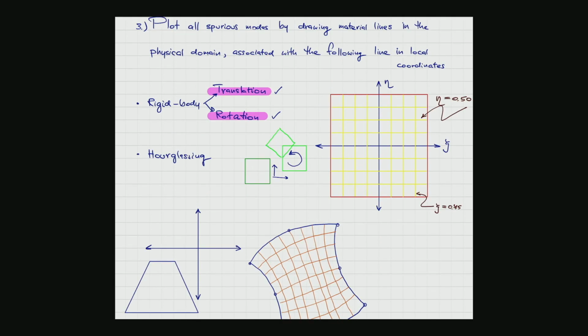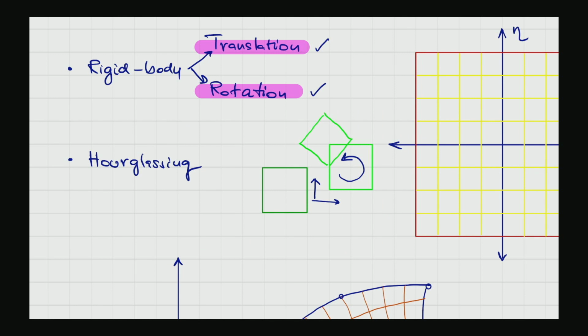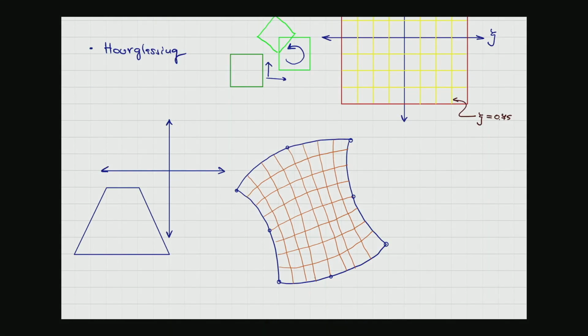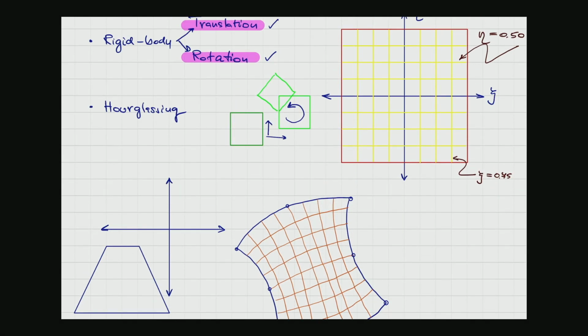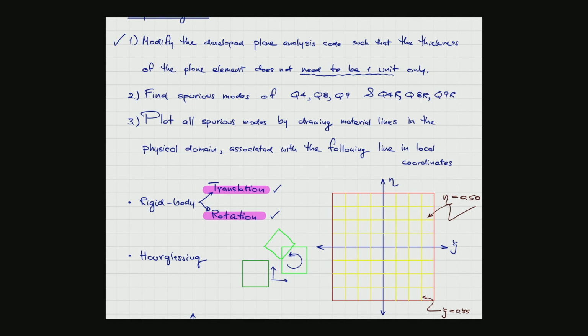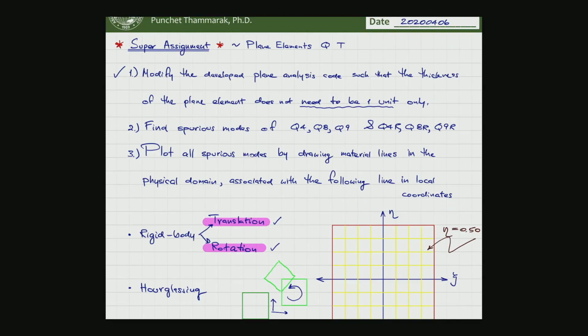The second kind of zero energy mode is associated with the so-called hourglassing. Hourglassing is actually a mode that does not need energy to deform. This is about the deformation of the element, but these deformations are not causing energy. So you will come across the hourglassing modes as well. Let me give you the idea of how we proceed with this number 2.